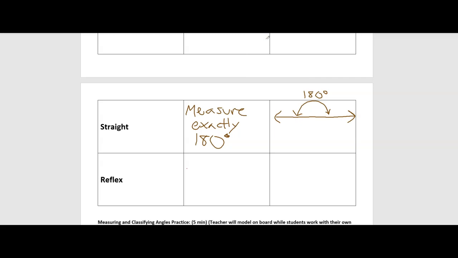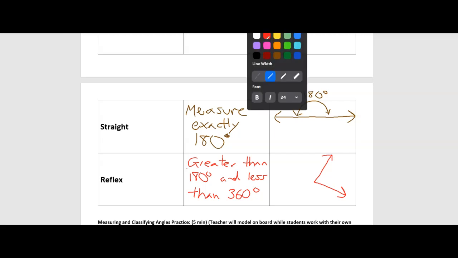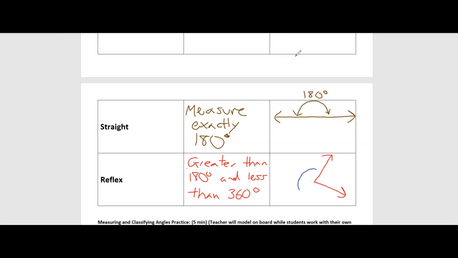So greater than 180 degrees and less than 360. And these might look something like this. Now you think I may have just drawn an acute angle or a right angle, but the reflex angle is this angle behind it. We're on the other side. And we could just say 270 would be the measure of a reflex angle.